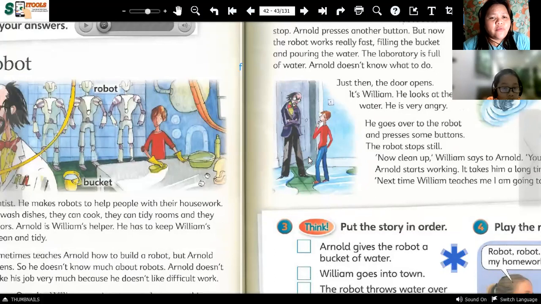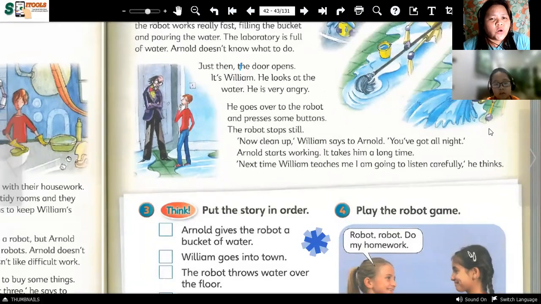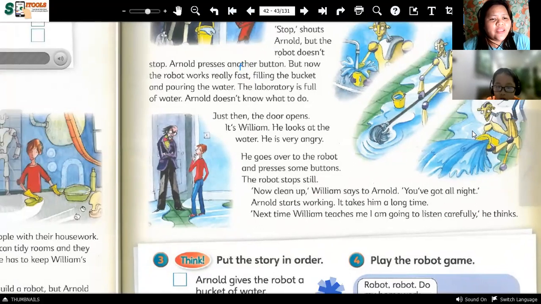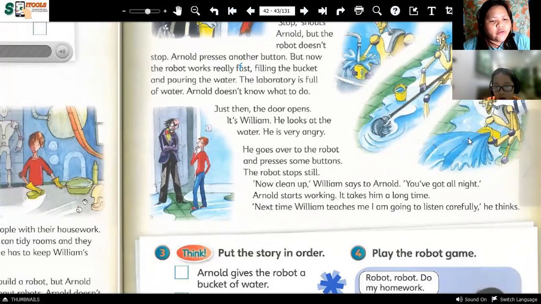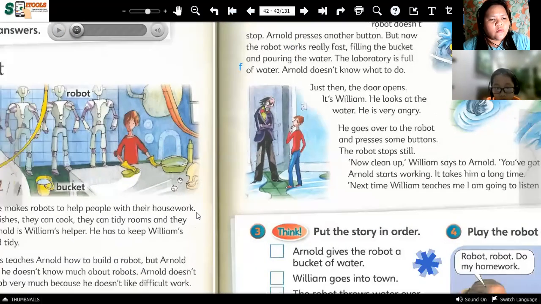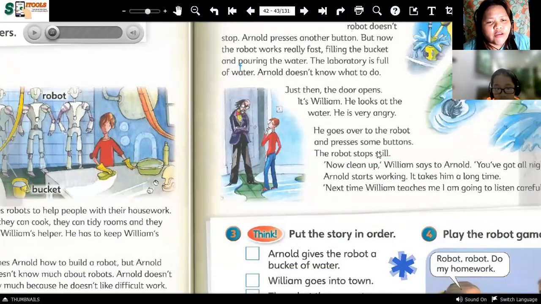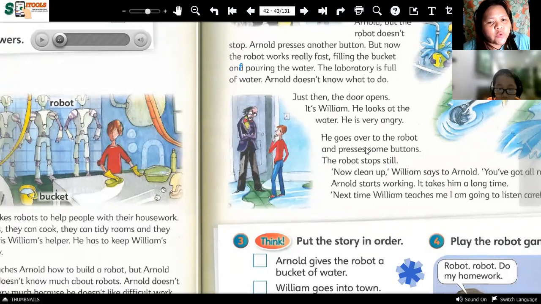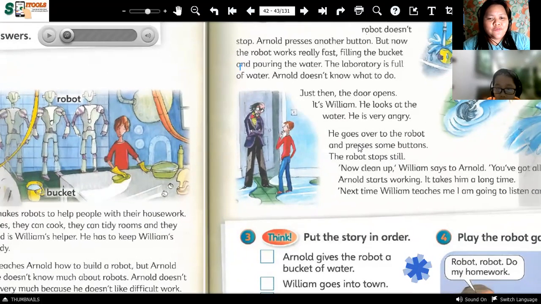So when William arrived, what did he feel when he saw the water flooding on the floor? What was the reaction of William? Was he sad? Was he happy? Or was he angry? Angry. Yes. William got angry because the floor was filled with water because Arnold used the robot in cleaning the floor.